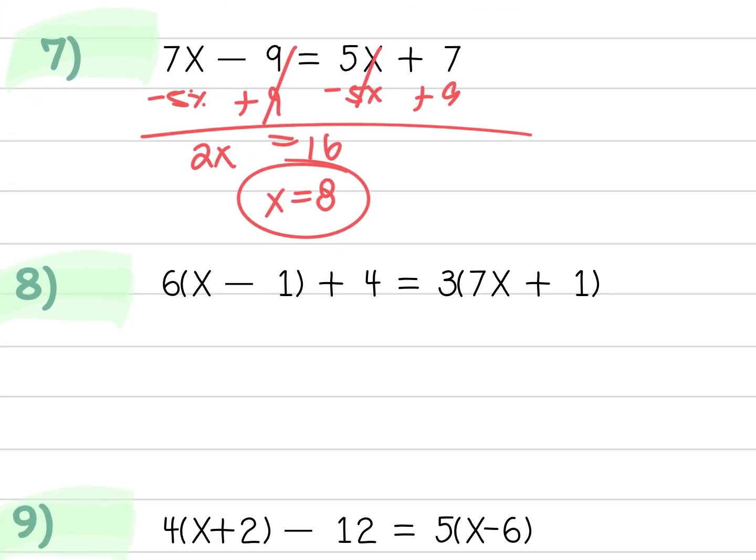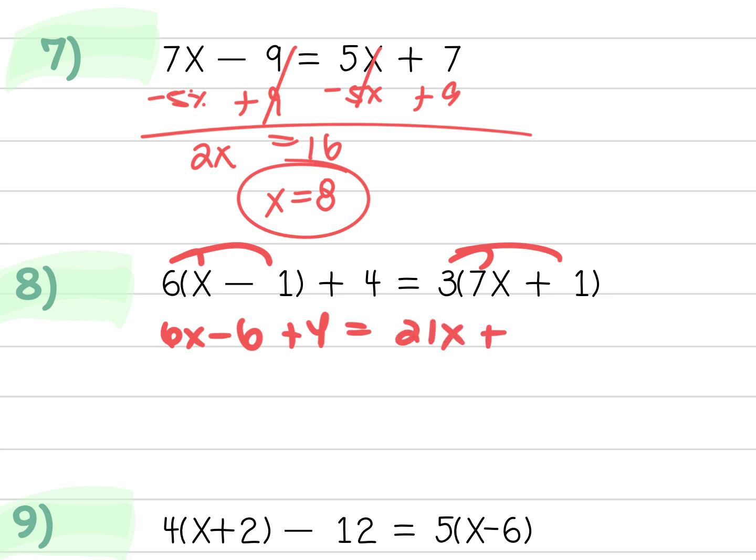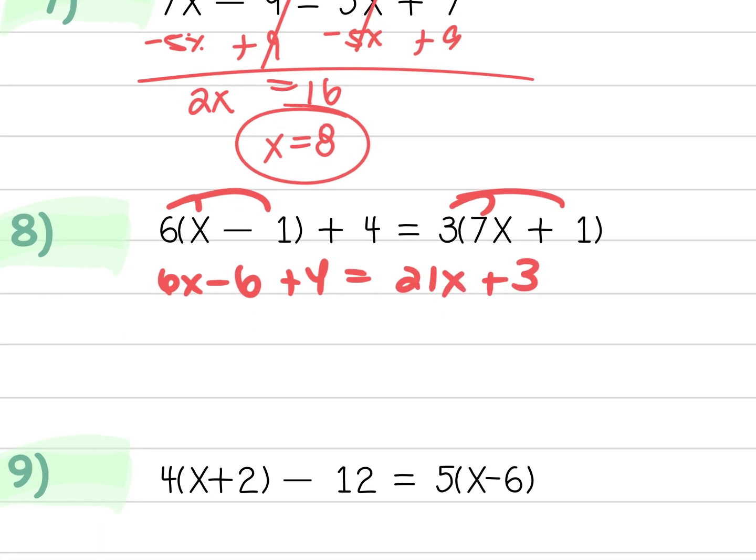Now, I said at the beginning, before you move variables to one side and constants to the other, you need to make sure that both sides are completely simplified. So what do I do with this 6 out here? I'm distributing. Good. So I have 6x minus 6 plus 4 equals, same thing with the 3. Whoops. 3 times 7 is 21x plus what? 3. Can I simplify a little more on the left-hand side? Yes. -6 plus 4 is what? -2. So 6x minus 2 equals 21x plus 3.